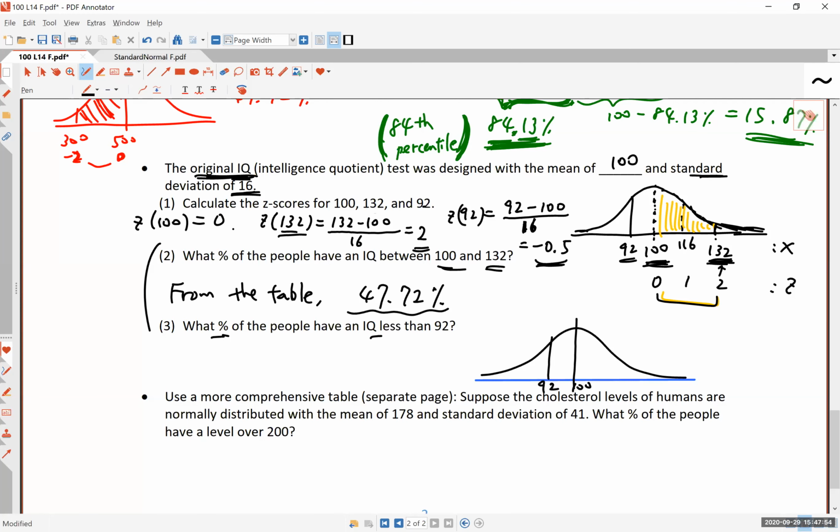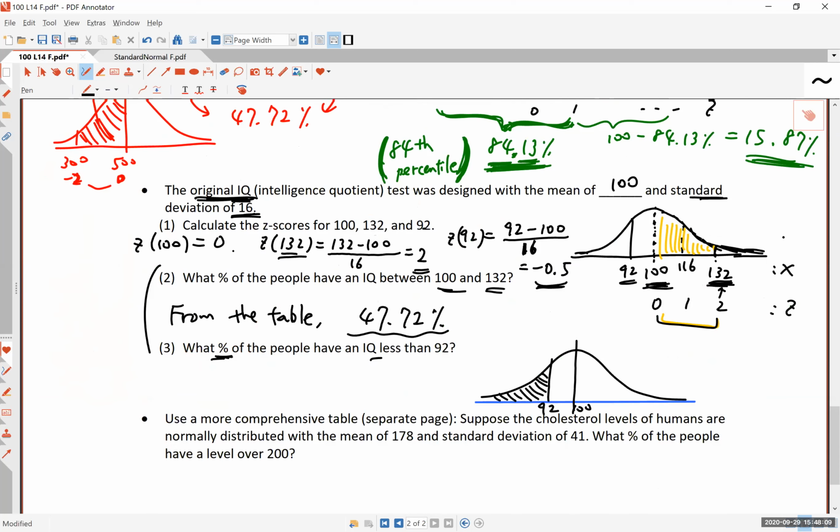Okay, so 92 is to the left of 100, and we are asked for the percentage of people having IQ less than this. Now, we really haven't done anything like this before, because the table gives you the area between the middle, where Z is equal to 0, to this. So how do you know what this is? The Z score here is 0. The Z score here is -0.5.